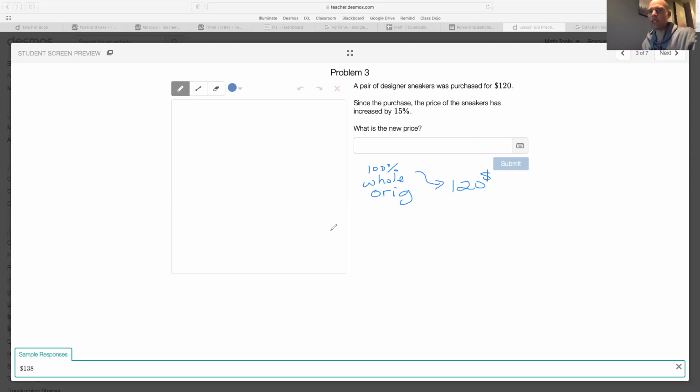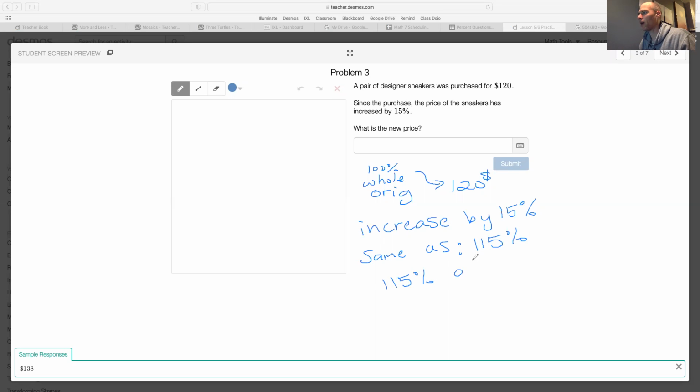And we want to increase that by 15%. But that's the same as just saying you have 115% of something, right? 100% plus 15%. And so we just want to find 115% of 120.